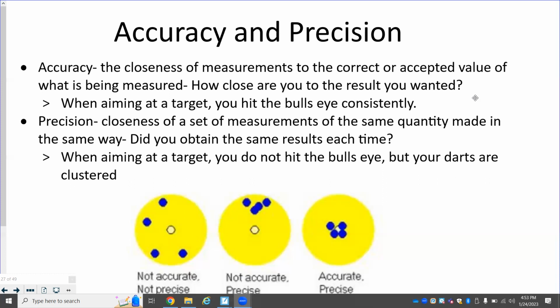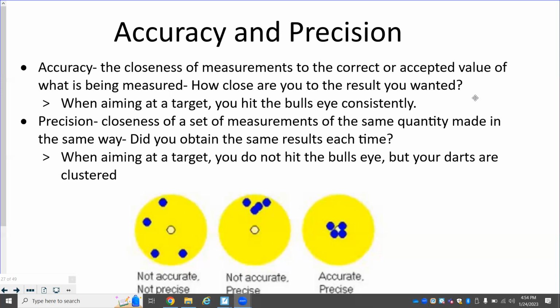So you can look at the pictures here and notice the picture on the far left. The darts are not close together, so they are not precise. They are also not hitting the bullseye, so they are not accurate either. In the one in the middle, all of the darts are kind of clustered together, so it's precise. They're hitting about the same spot each time. However, they're not close to the bullseye, so they're not accurate. In the picture on the far right, all of the darts are clustered together, hitting about the same spot every time, so they're precise, and they're pretty close to the bullseye, so they're also accurate.